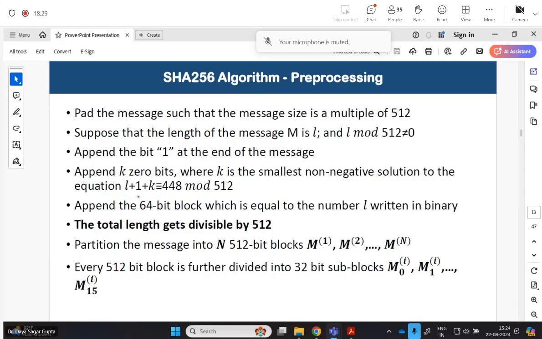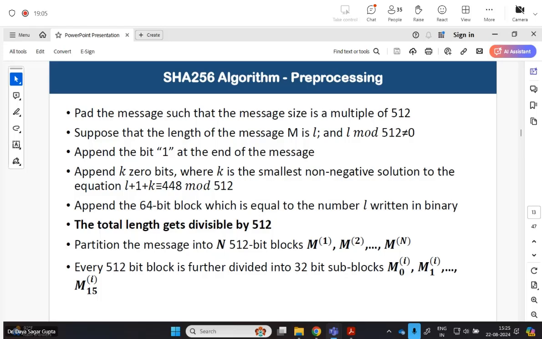What you need to do? This is the message length. This is actually the length of the message. You are going to add 1 to it, and after that you are going to add k 0 bits, which is equal to 448 mod 512. Mod 512 means if you divide L plus 1 plus k by 512, it is going to give you 448.